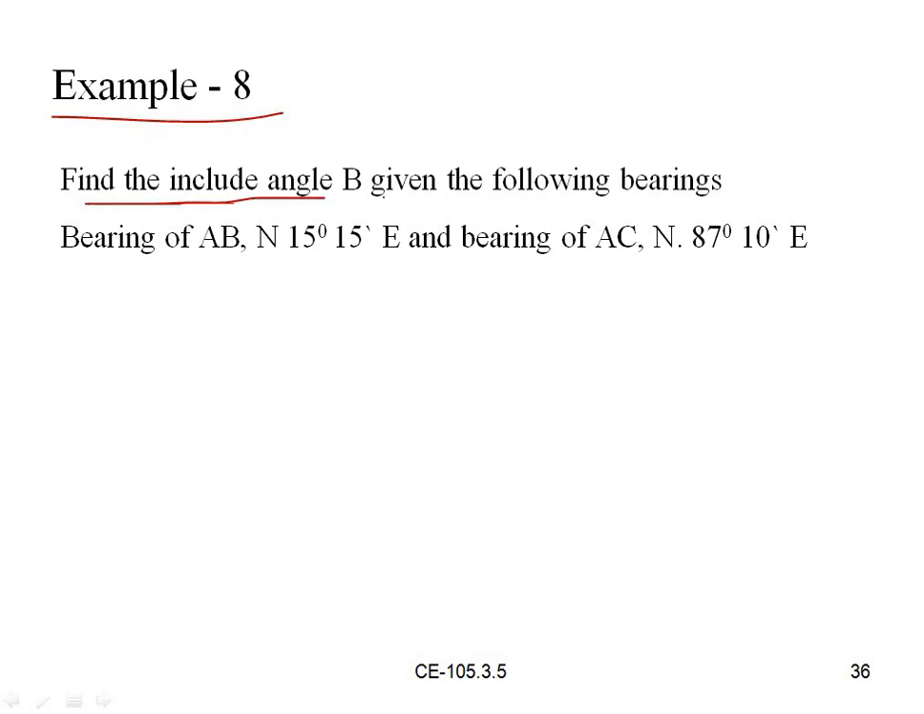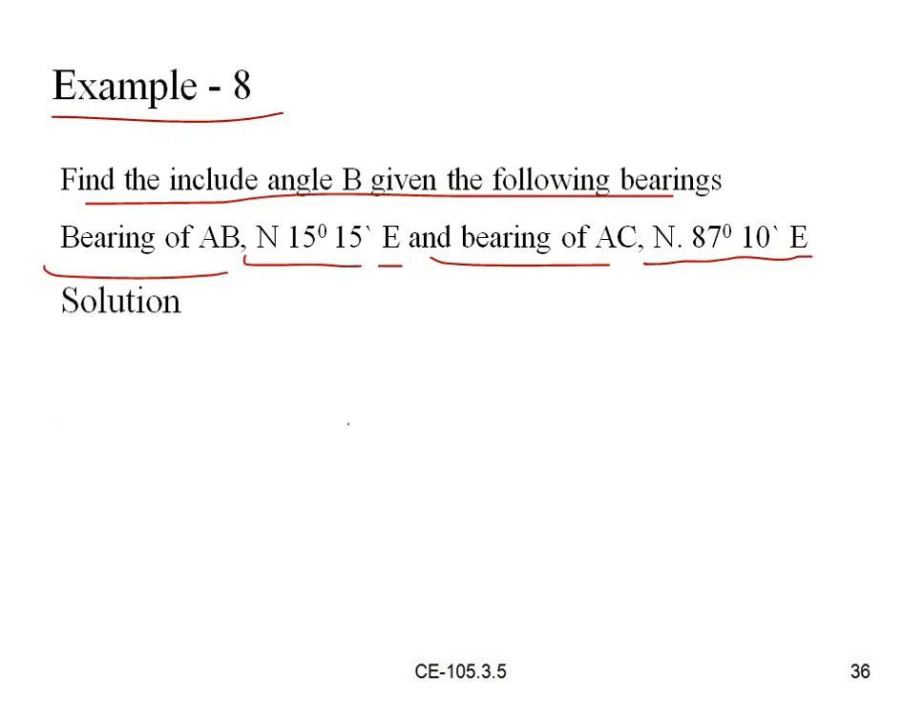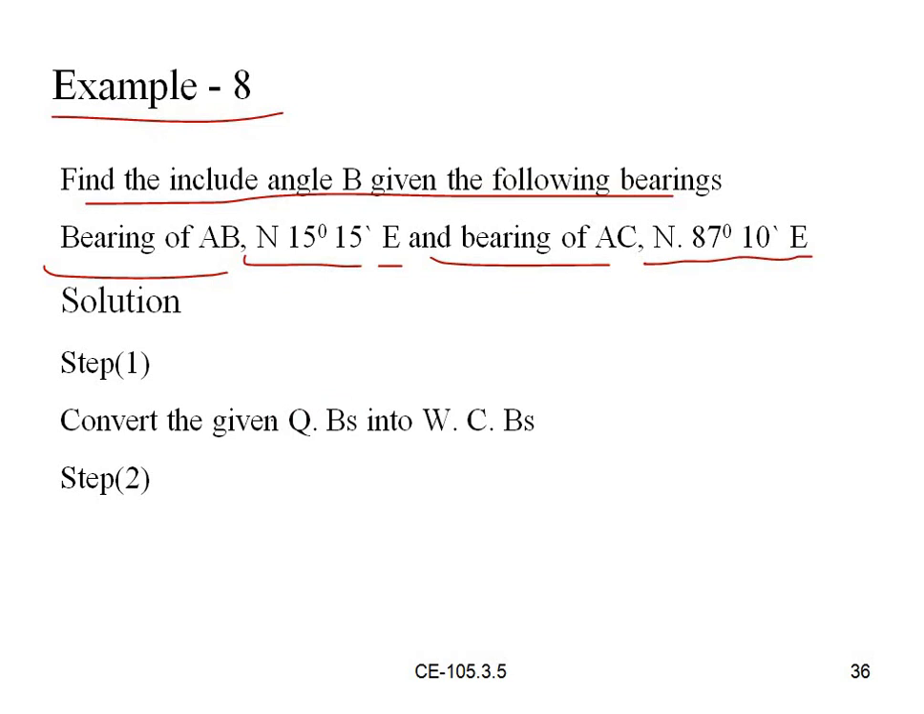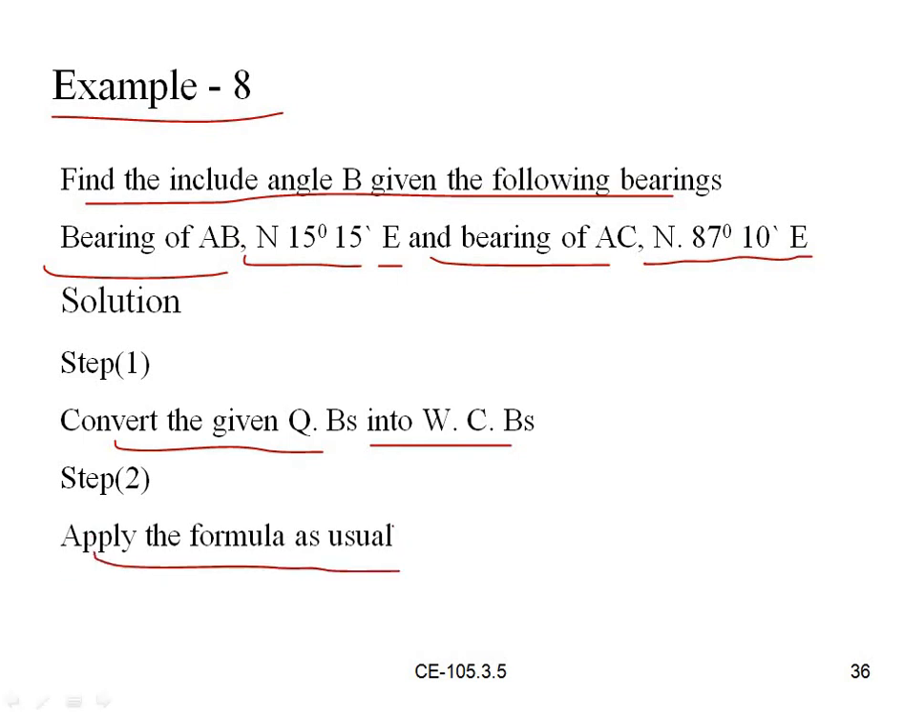Next one, example 8. Find the included angle B given the following bearings. Bearing of AB north 15 degrees 15 minutes east and bearing of AC north 87 degrees 10 minutes east. Solution. Step 1. Convert the given quadrantal bearings into whole circle bearings. Step 2. Apply the formula as usual.